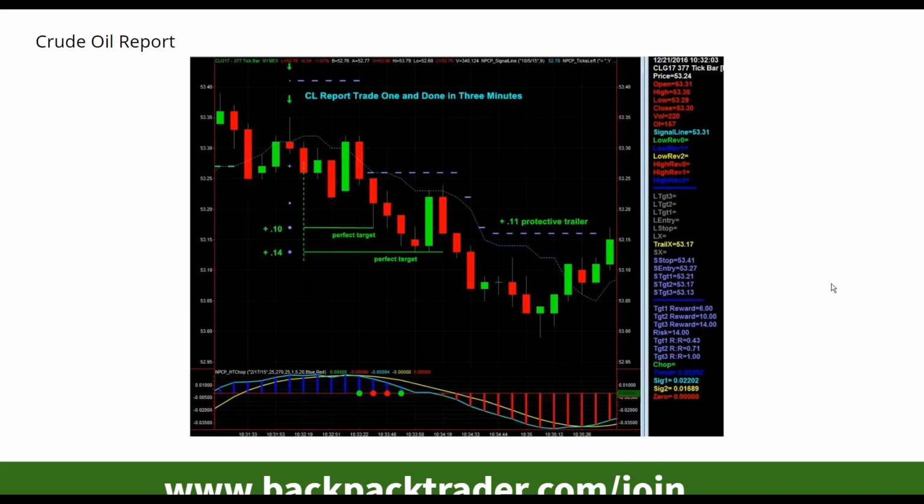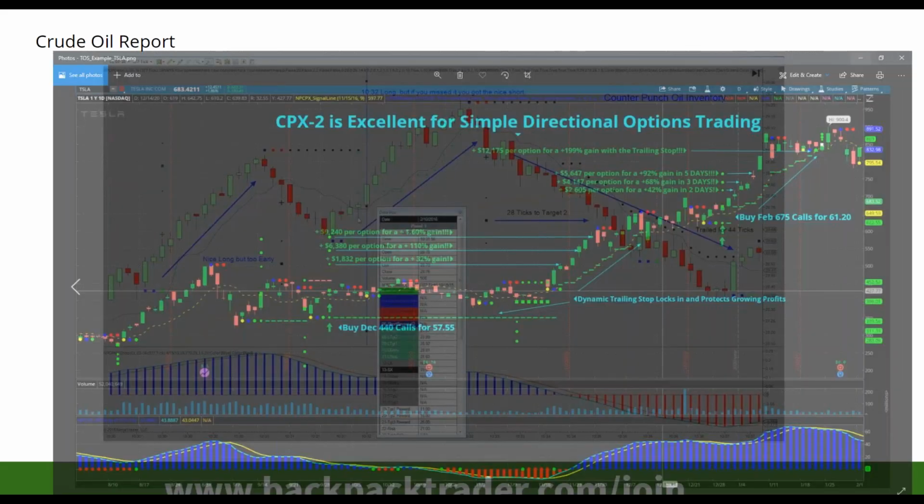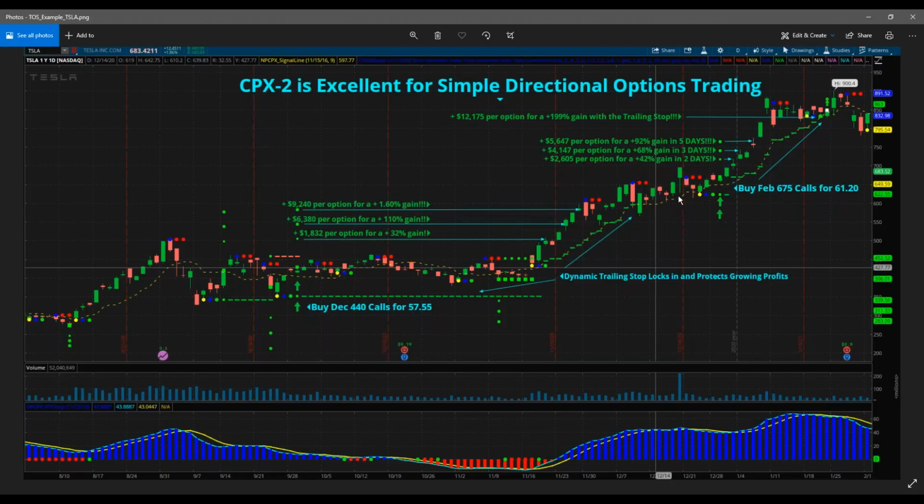That's another look at the crude oil report. Here's the same look on NinjaTrader. Here's a look on Thinkorswim. I marked up this Tesla chart. You can see it looks the same, the exhaustion dots, the trailers, the big gains on options. I just wanted to show you it works great on Thinkorswim.